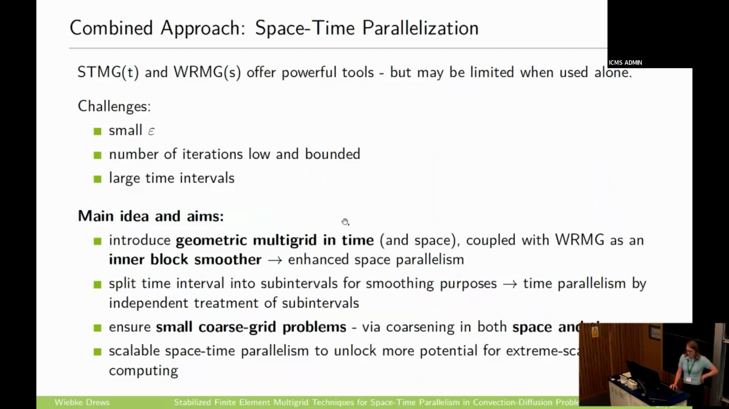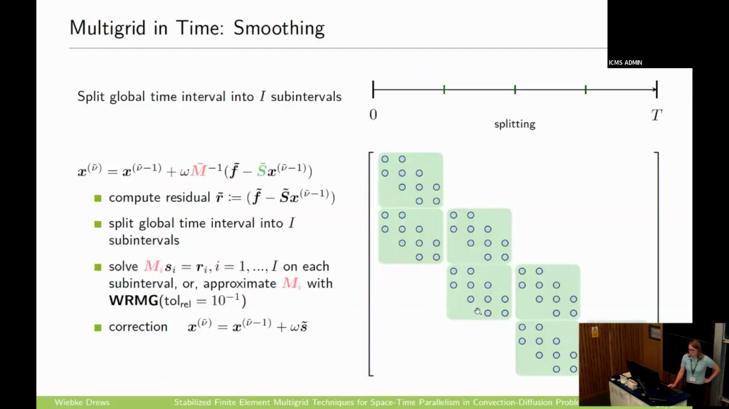So now an idea is to apply a geometric multigrid in time and couple it with multigrid waveform relaxation as an inner block smoother. So this enhances space parallelism, but also we can be parallel in time due to a splitting of the time interval. I will show this in a second. Moreover, we want to do both coarsening in space and time so that we ensure small coarse-grid problems here.